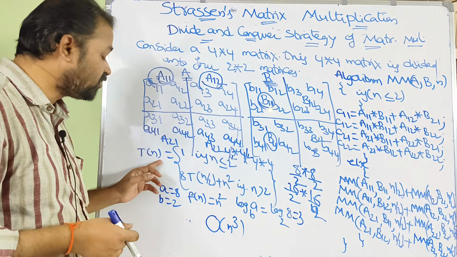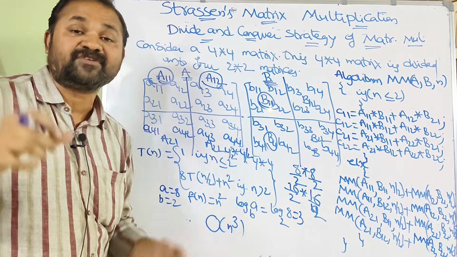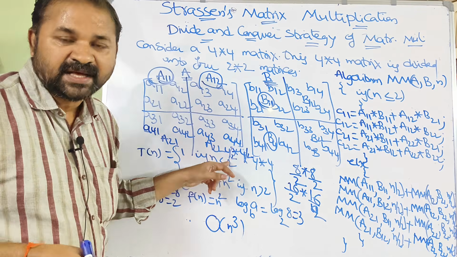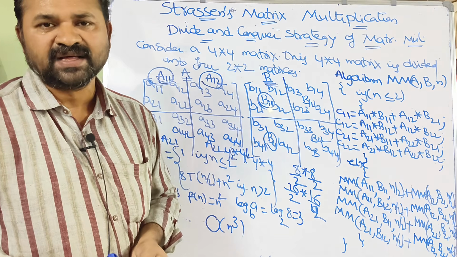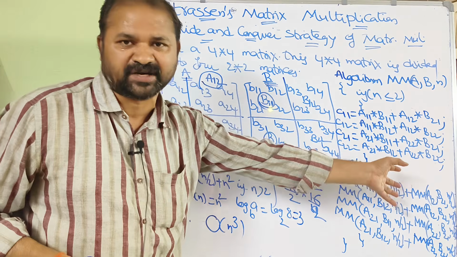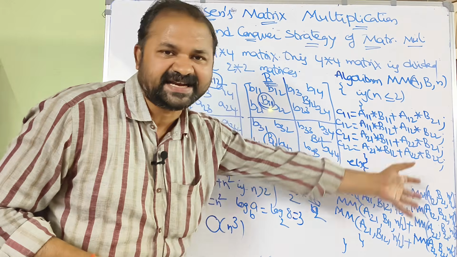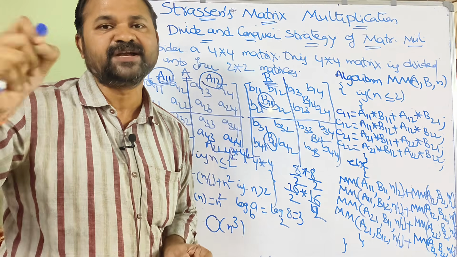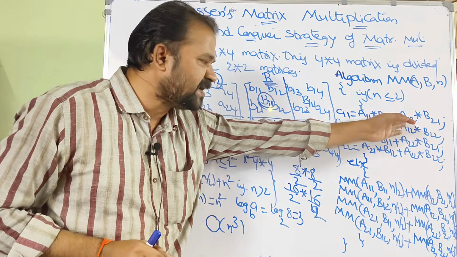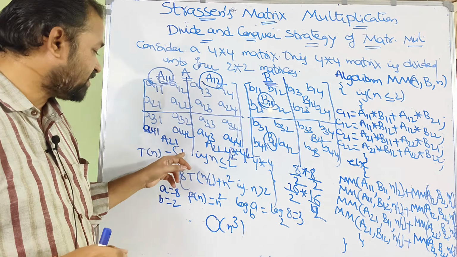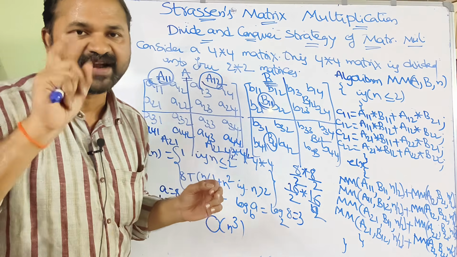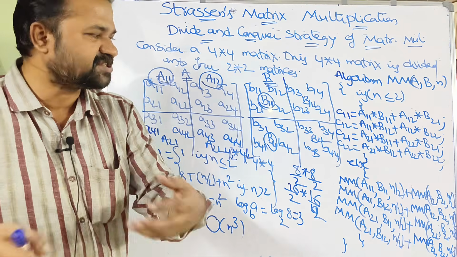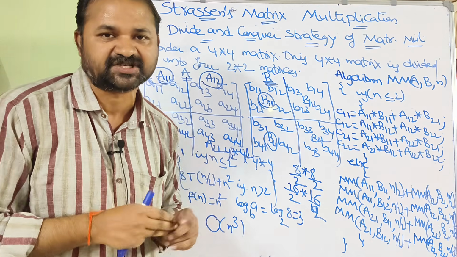So T of n equal to 1 if n is less than or equal to 2. If n is less than or equal to 2, then directly we can get the solution by doing these multiplications and additions, so we require only 1 unit of time. So 1 unit of time is required for doing these multiplications and additions. That's why the time complexity is 1. 1 unit means it may be 4 or 5 multiplications or 8 multiplications, any number of multiplications and additions.